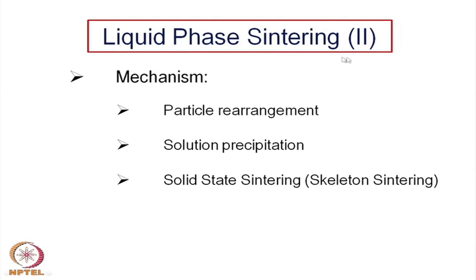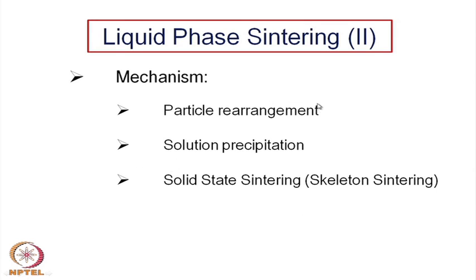In case of liquid phase sintering, the three main stages or main mechanisms which help in sintering or bonding or removing the pores are particle rearrangement, solution and precipitation, or reprecipitation, and solid state sintering. Towards the end, while the temperature is relatively low, once again the solid state sintering, or sometimes it is called skeleton sintering, takes place.